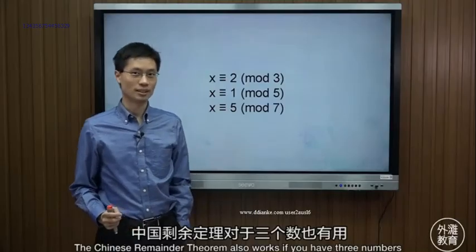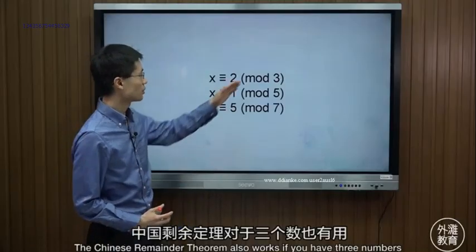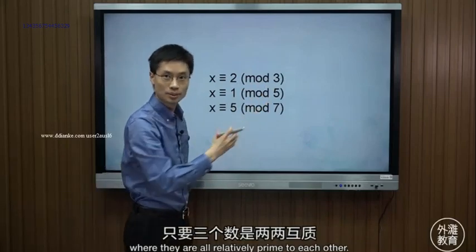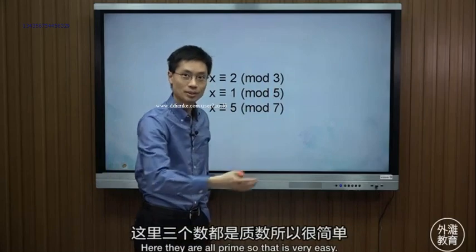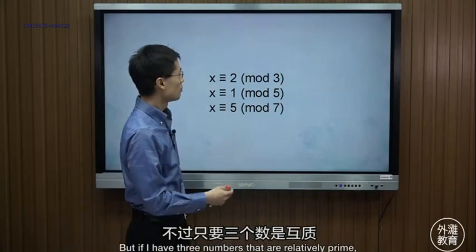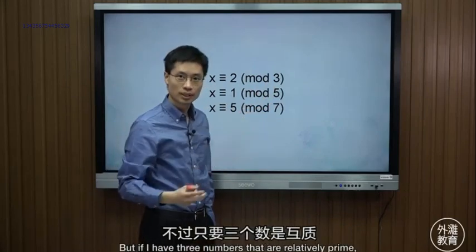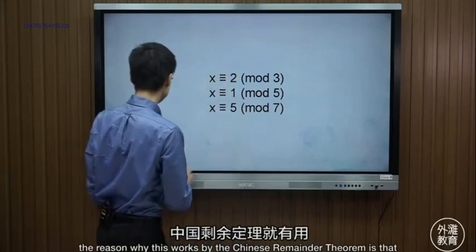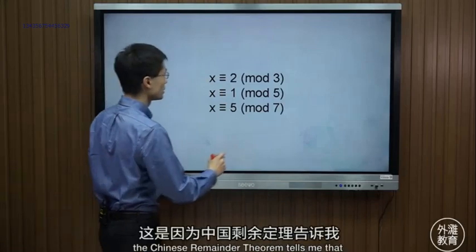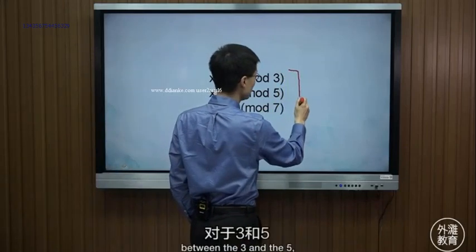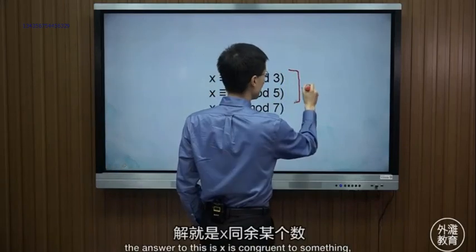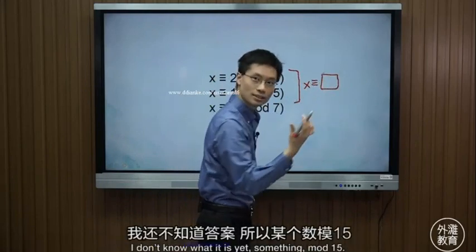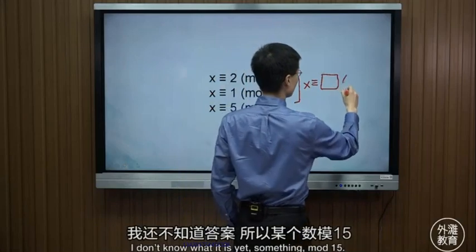The Chinese remainder theorem also works if you have three numbers where they are all relatively prime to each other. Here they are all prime, so that's very easy. But if I have three numbers which are relatively prime, the reason why this works is that the Chinese remainder theorem tells me that between the 3 and the 5, the answer to this is x is congruent to something. I don't know what it is yet. Something mod 15.